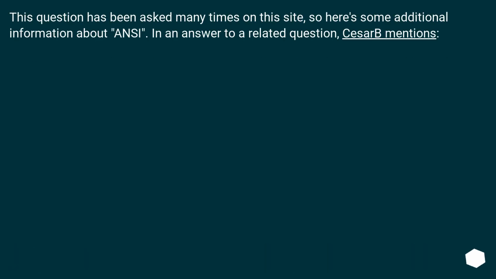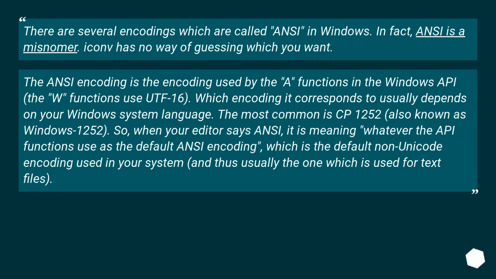this question has been asked many times on this site, so here's some additional information about ANSI. In an answer to a related question, Cesar mentions, there are several encodings which are called ANSI in Windows. In fact, ANSI is a misnomer. Iconv has no way of guessing what you want.